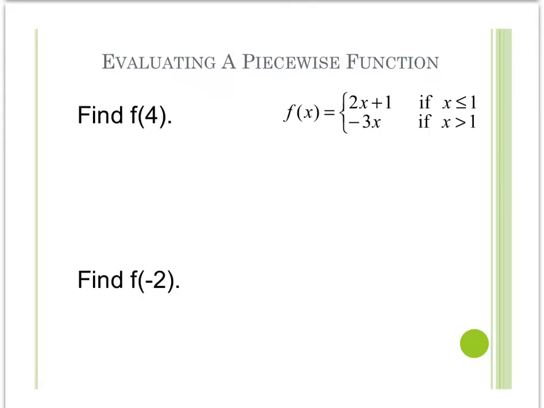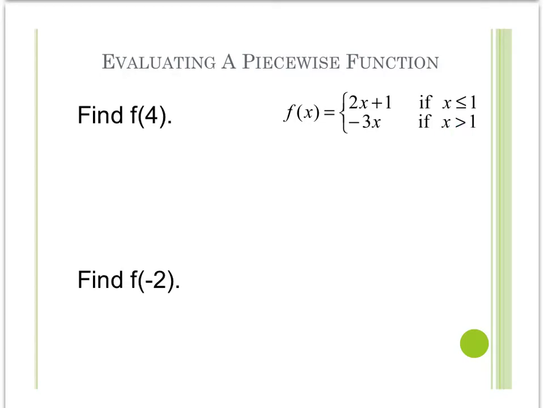In order to evaluate a piecewise function, we first need to figure out in which bucket the number we want to plug in belongs. So when I plug in the number 4, which bucket does it fall into? Let's look at 4 and let's look at our domain. Is 4 less than or equal to 1, or is 4 greater than 1? It appears that 4 is greater than 1, so when I plug in 4 into my function, it's going to fall into the negative 3x bucket. It's going to exist on this interval.